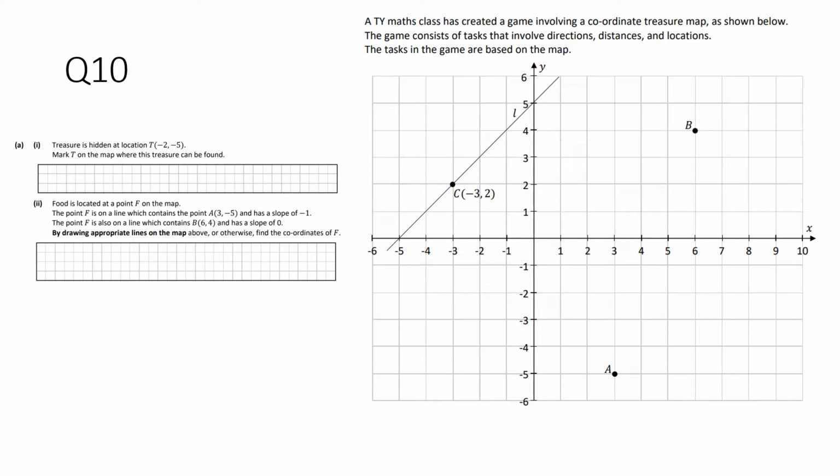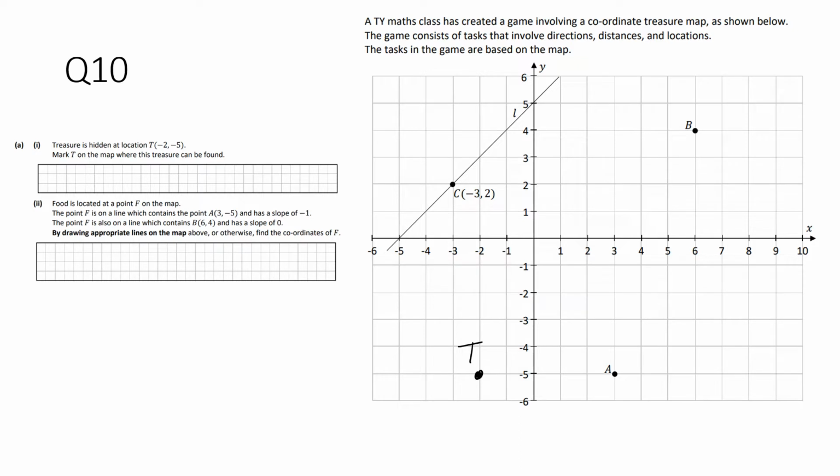So treasure is hidden at a location of -2, -5. Mark T on the map where the treasure can be found. So you're going to -2, -5. You start off at the origin, you go 2 to the left and then you go down 5. So -2, -5 is here and that is point T. Just for plotting that you get 10 marks.